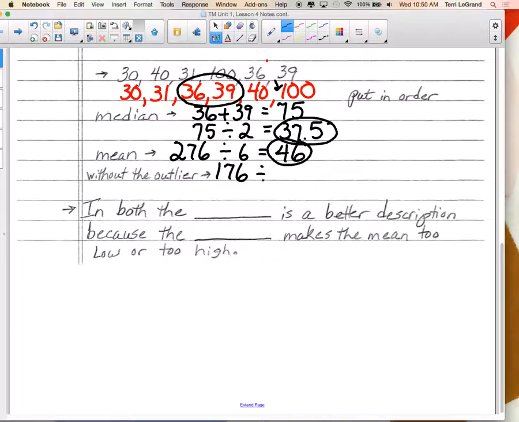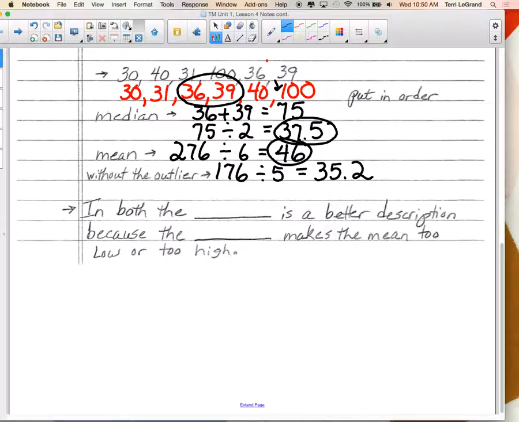How many data values do we have now? 5. So now we're going to take 176 and divide it by 5. What's that going to be? 35.2. Okay, everybody agree with her that has the calculators here? Okay, so 35.2, let's go see where that would be. Oh, that'd be down more, really close to this 36 right here. Does that seem like a better average? It really does, doesn't it?